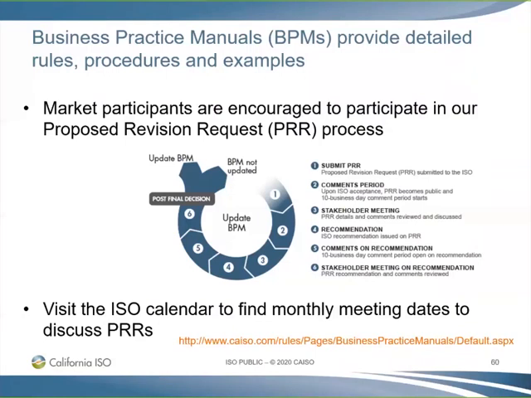Then after an ISO review, those PRRs are posted to the website, which triggers a stakeholder review and comment period. Our ISO recommendations are then discussed in monthly meetings with stakeholders before we implement any of those changes into the BPMs. So you have the ability to help us make sure that these BPMs are clear enough for you to understand how to do business with us.